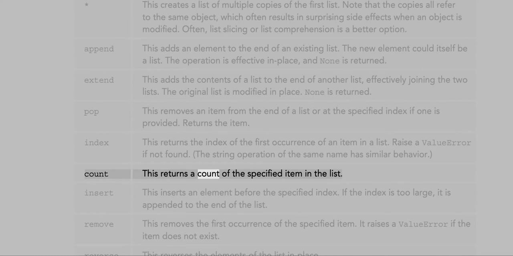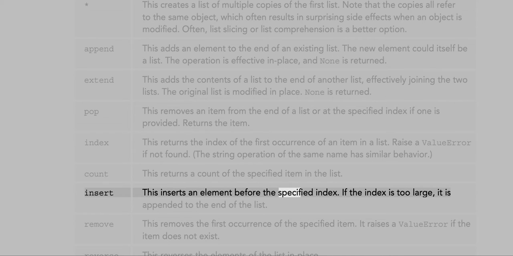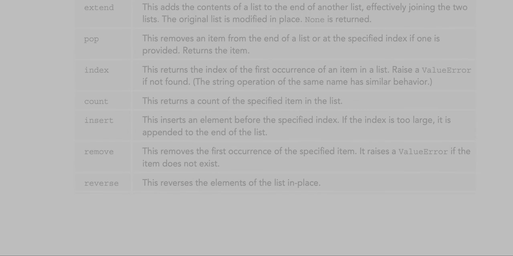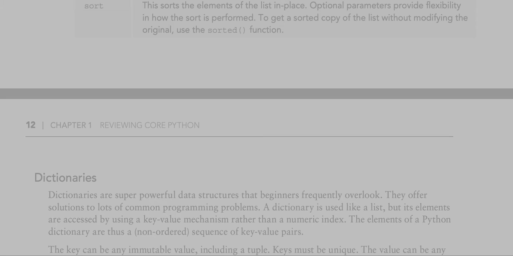Count: this returns a count of the specified item in the list. Insert: this inserts an element before the specified index. If the index is too large, it is appended to the end of the list. Remove: this removes the first occurrence of the specified item. It raises a value error if the item does not exist. Reverse: this reverses the elements of the list in place. Sort: this sorts the elements of the list in place. Optional parameters provide flexibility in how the sort is performed. To get a sorted copy of the list without modifying the original, use the sorted function.